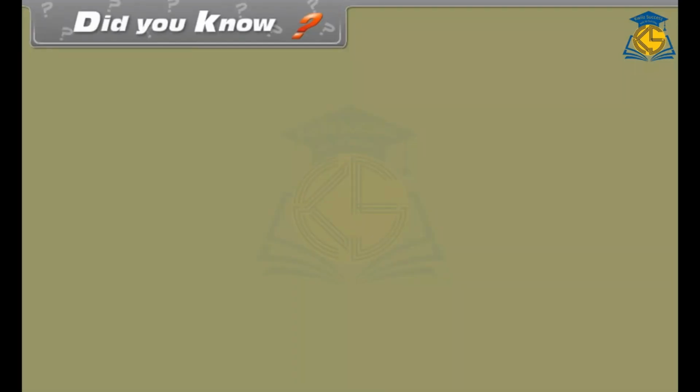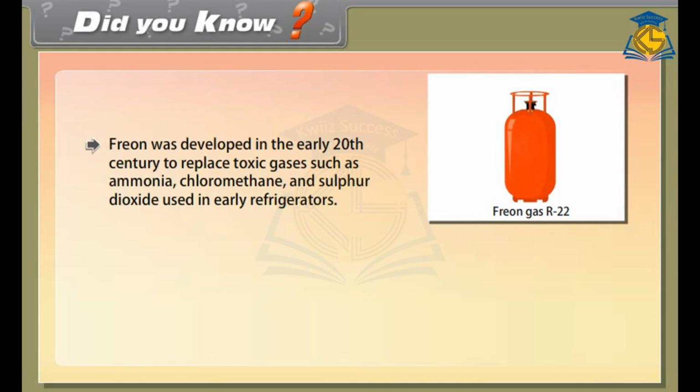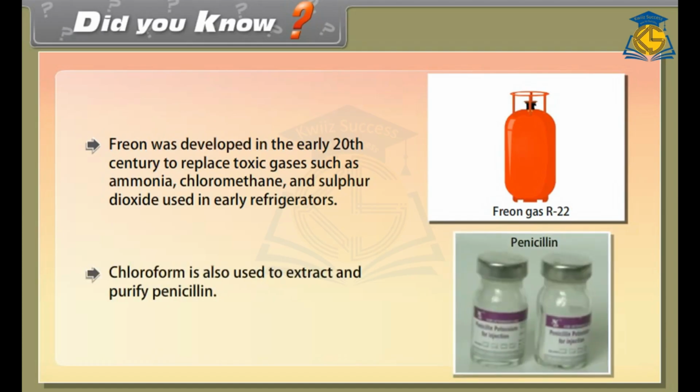Did you know? Freon was developed in the early 20th century to replace toxic gases such as ammonia, chloromethane and sulfur dioxide used in early refrigerators. Chloroform is also used to extract and purify penicillin.